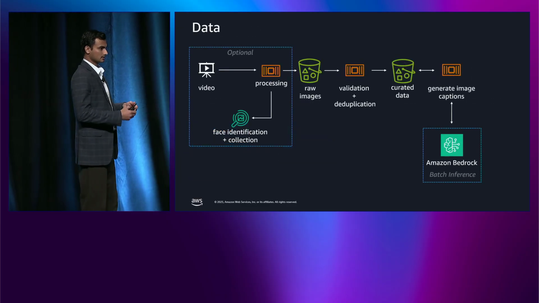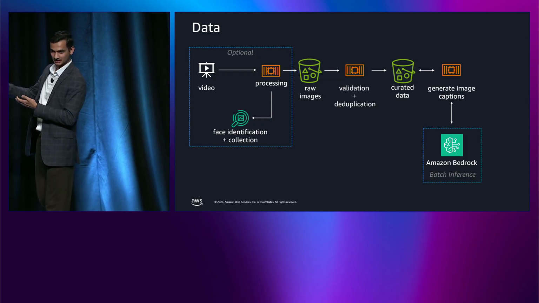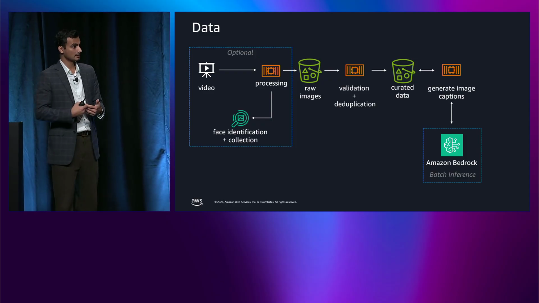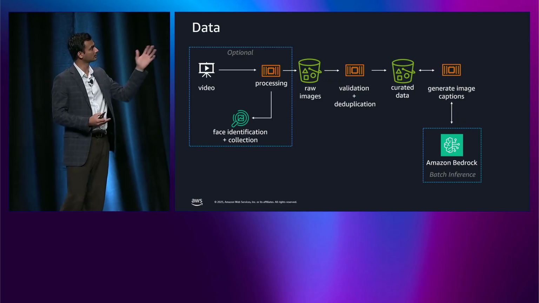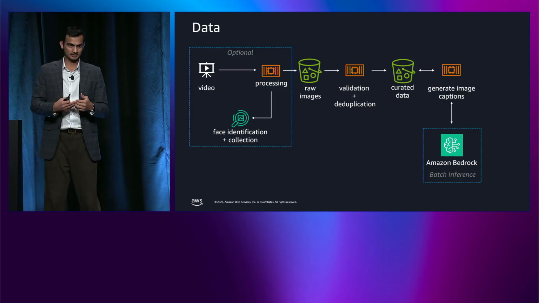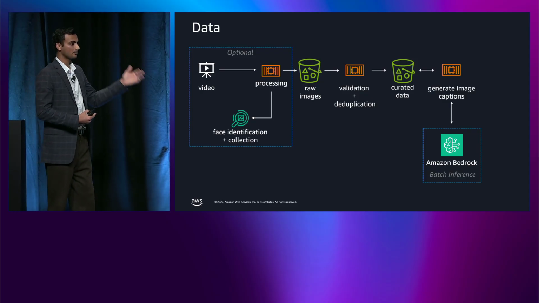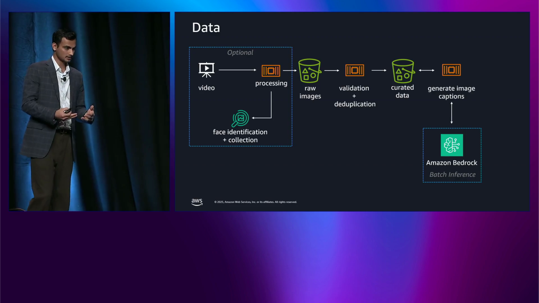So for data, as I talked about, we are starting with videos, because the videos are generated by the studio that we're going to be using. For your use case, if you have the data available in image format, obviously you can ignore that optional block you see here. But in our pipeline, since we are starting with the video, we can sample the video and extract the frames so that we have the images.